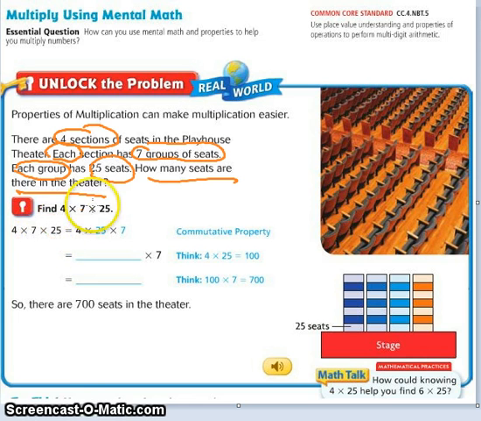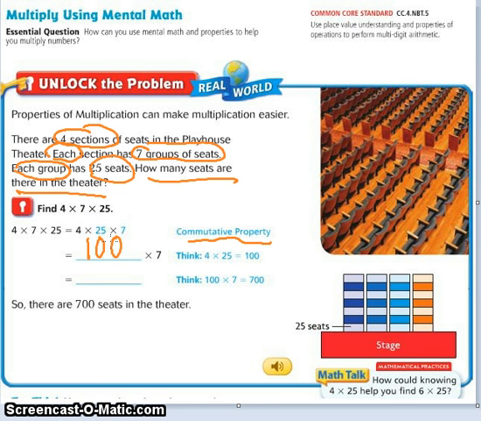Or we can turn it around using the commutative property, because remember, that tells us the order doesn't matter, to 4 times 25 times 7. So I want to think of what I know times 7. Well, I know that 4 times 25 is 100.